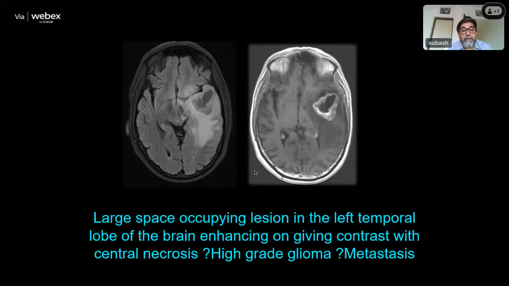This is a SOL, a space occupying lesion, in the left temporal lobe, and you can see the diagnosis. You can see here, this is a T1 weighted image, and you can see how brightly this whole thing is shown over here. So the diagnosis could be a high grade glioma or a metastatic lesion. This could also be a metastasis in the brain.